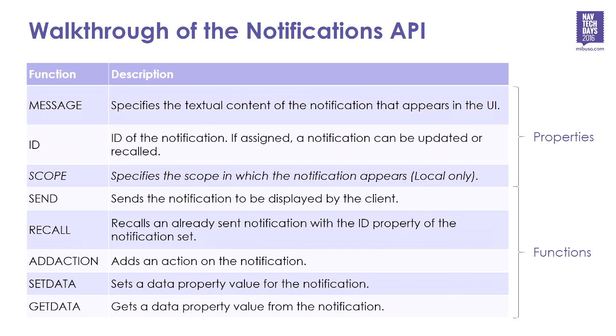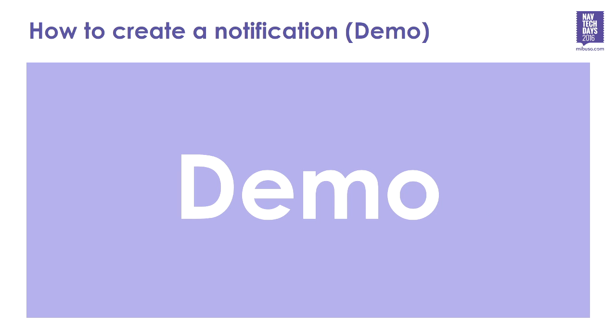Then you have the scope. Well, at the moment it's local only, so there's no need to pay any attention to this one. Eventually, at some point, I hope there will be a global. Then we've got the functions, first one being send, which is probably the most important one. As soon as you invoke send, the message will appear to the user. We've got recall, well, it kind of says it all. Recalls the notification if the ID property is set. Then we've got add action, adds an action. And then the paired set data and get data, where you can assign data to the notification and retrieve it again. I'll of course go into detail with those when we start coding, which would be now.